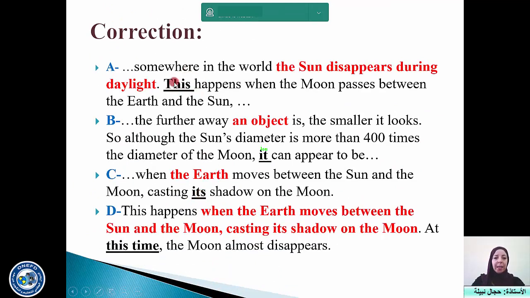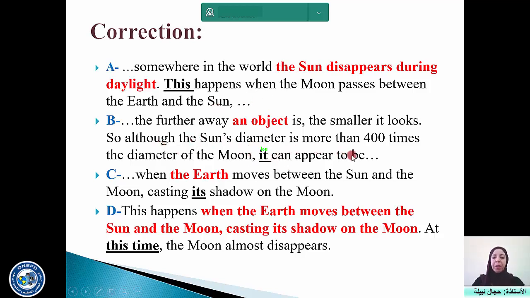So this in paragraph 1: this happens when the moon passes between the earth and the sun. So what is this? What happens exactly? Okay, it is the sentence immediately before. The sun disappears during daylight. This happens when the moon passes between the earth and the sun. So you can answer immediately like this: the sun disappears during the daylight, or turn it into a noun phrase and say the disappearance of the sun during daylight.